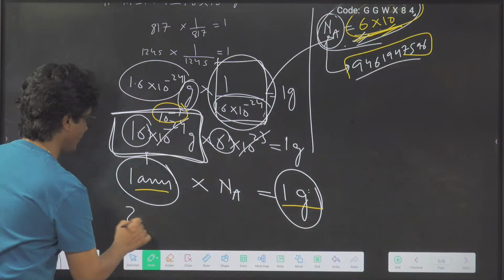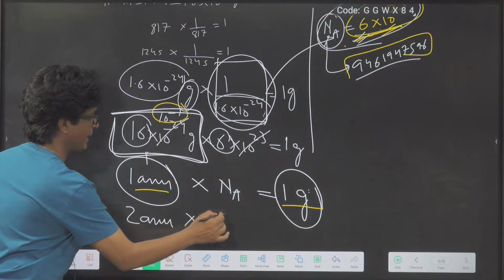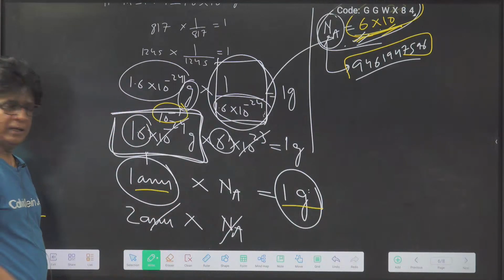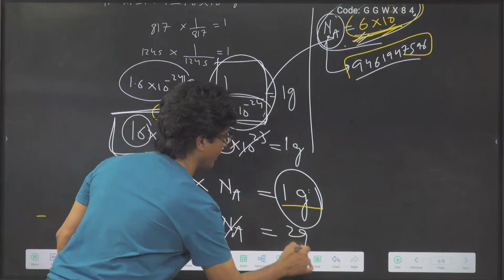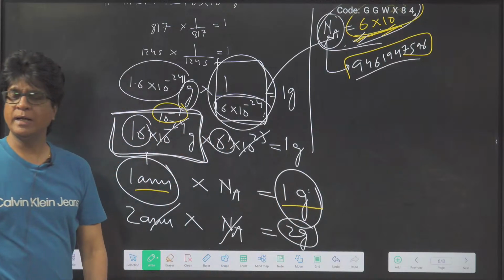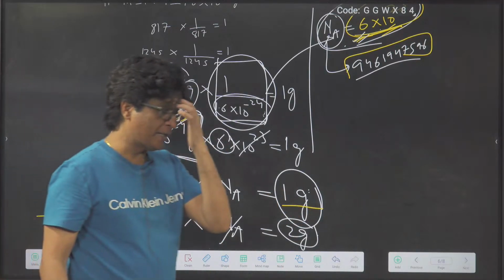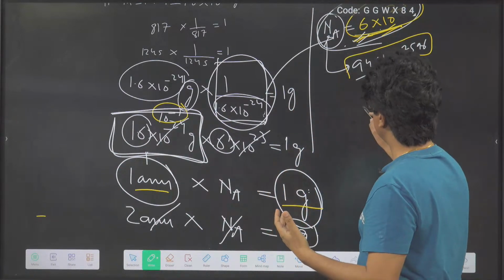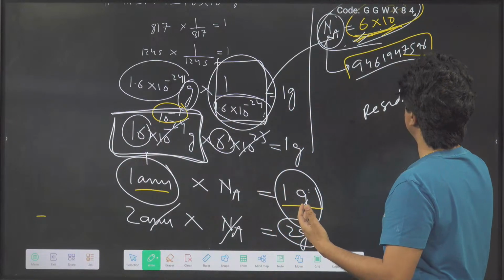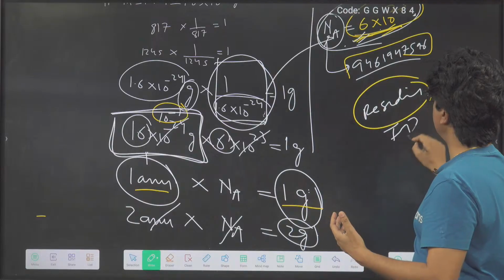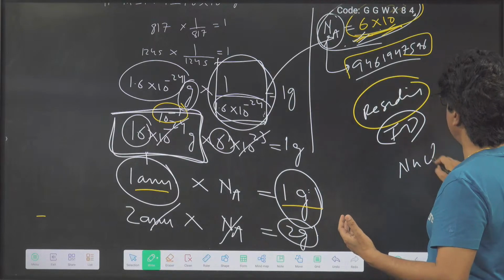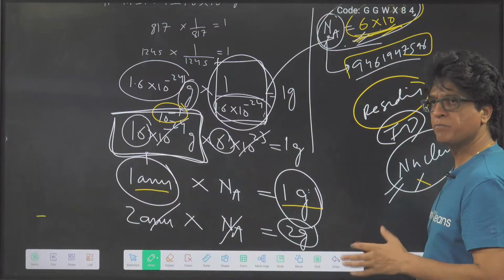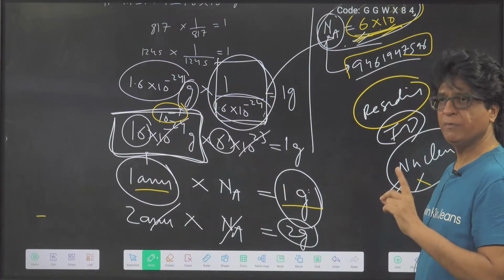So if I take 2 AMU and multiply by Na, you know that AMU and Na are reciprocal, so it will cancel out and I'll get 2 gram. So I told you yesterday that the ID, the Aadhaar card of any element, resides in the nucleus, right? So this nucleus should not change. If this nucleus changes, the ID changes, and the element will change, right?